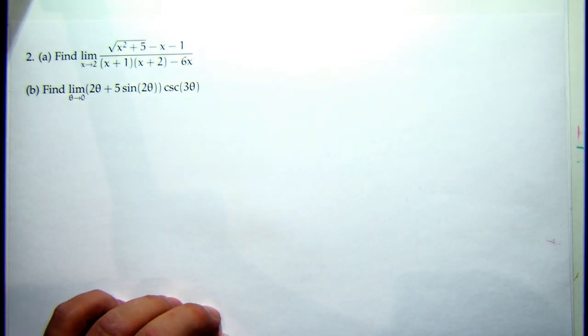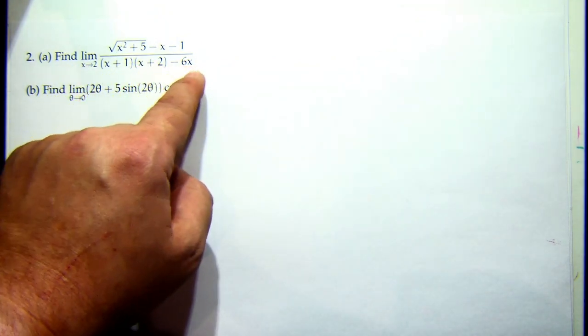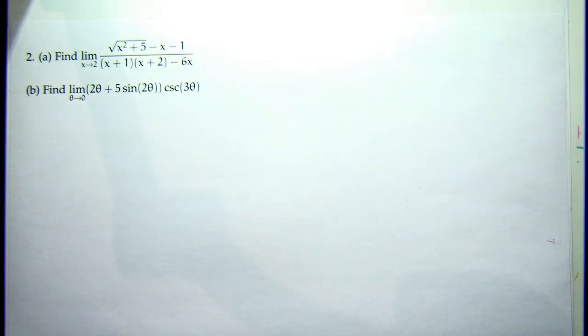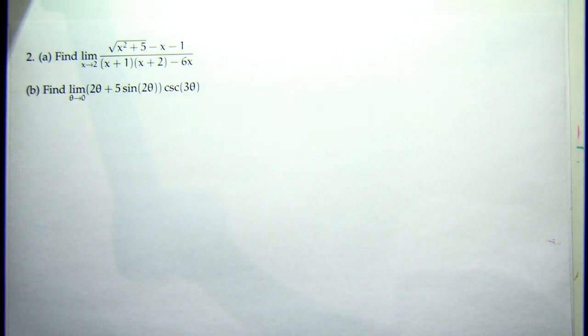Oh, by the way, what should I have done first before I even start doing anything? Always plug in the value. 3 times 4 is 12, minus 12 is 0. Upstairs, 4 plus 5 is 9. Square root of 9 is 3. Minus 2 minus 1 is 0. 0 over 0. 0 over 0 means more work. Absolutely. You got it. You guys are good. So downstairs, we're going to expand it out.